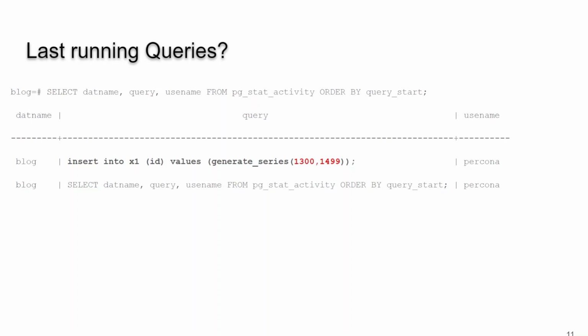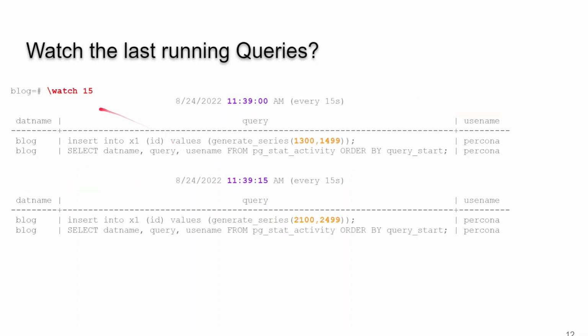Well, that's interesting, but what if you want to just leave it on a screen, like your mobile screen's running? You just want to watch something out of the corner of your eye as things progress. Well, what can you do? In this case, we're doing a watch 15, which means we start at 11:39 and it runs the next time at 11:39:15. And we can actually watch the progress of these statements going through. Nice little way to monitor your system.